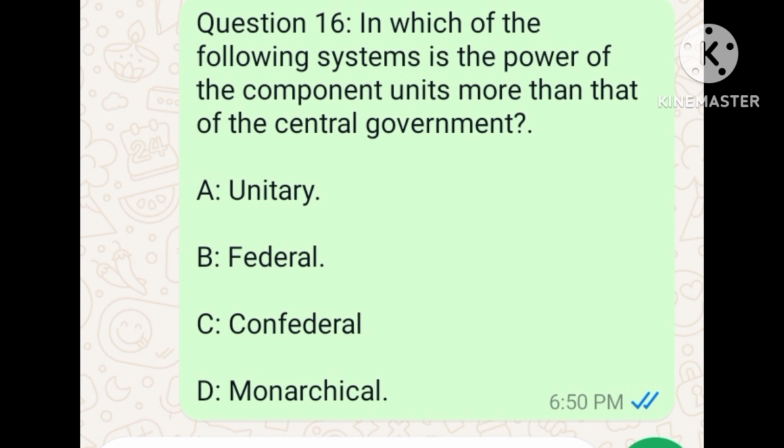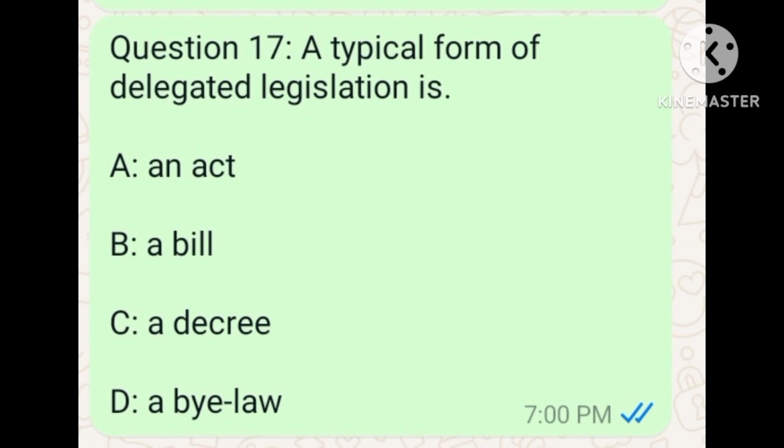A good example of countries that have practiced confederal are Senegal and Gambia. Then they called them Senegambia. Next question is question number 17.